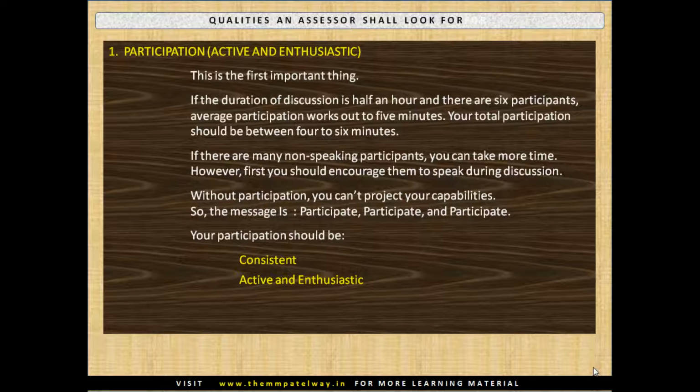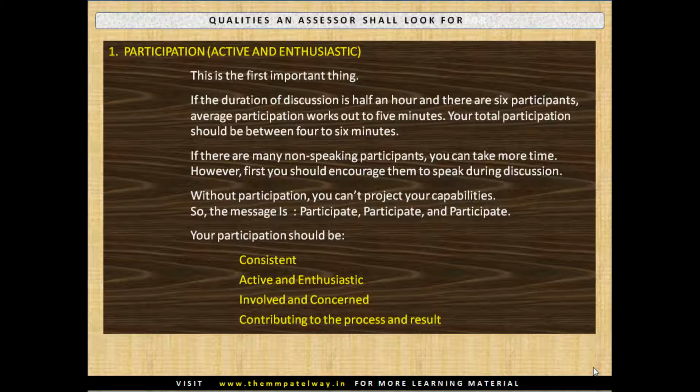Next, your participation should be active and enthusiastic. You should not participate for the sake of participation. You should be active throughout the process and you should project your enthusiasm. Your enthusiasm should help team remain active. Your participation should be involved and concerned. And your participation should contribute to the process of team discussion and the result of the topic.